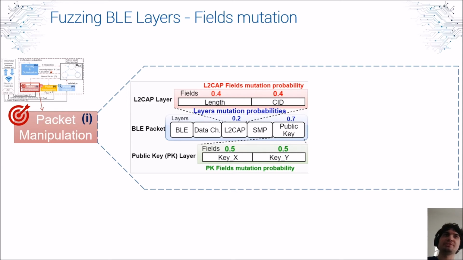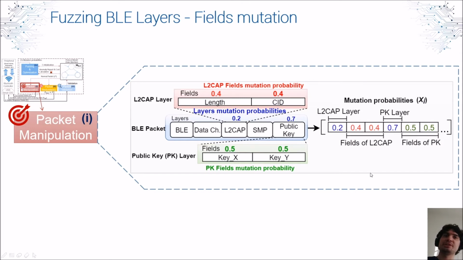And whenever the fuzzer tries to go inside of this packet to iterate over, it looks first at the layer probabilities and then enters the fields and then tries to mutate the fields based on the probability. Now the important thing to mention is that we are assigning the same probabilities for all the fields of the same layers. This is to simplify the optimization part. And we then flatten all these probabilities and then assign them to a state.